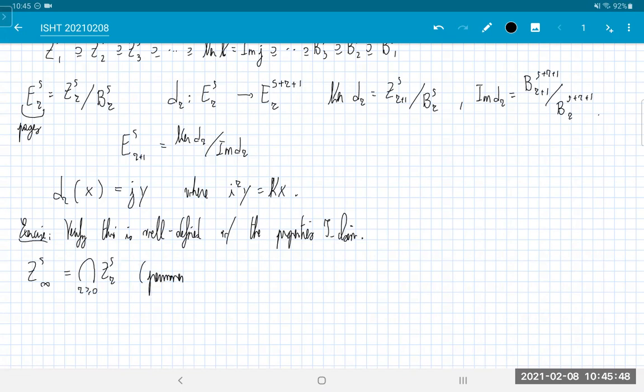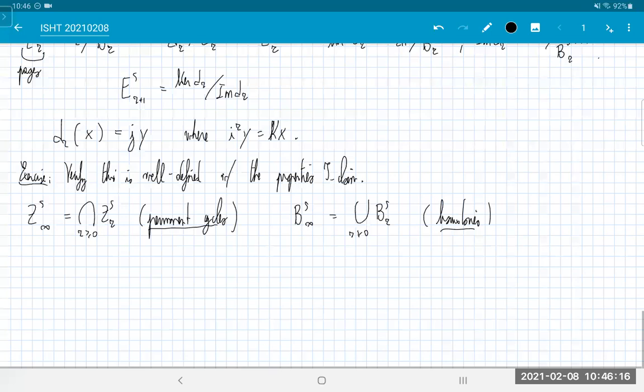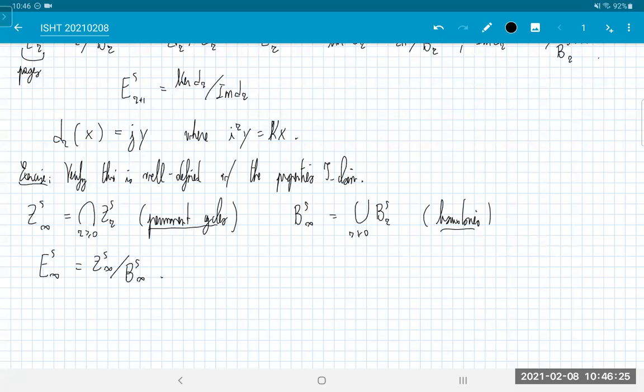These are called permanent cycles because they are the elements that are cycles in every page, for all possible differentials. And then I have B^S_infinity, which is the union of these guys, which are just boundaries for some differential, we don't care which one. And finally, we can define the E infinity page here. And that's the important guy. That's the guy which will correspond to the filtered pieces that we wanted to study. So you can see, in order to describe this E infinity page, you need the E2 page, the E1 page, some page to start with, and the datum of all the differentials. And once you have that, you can compute this E infinity page.